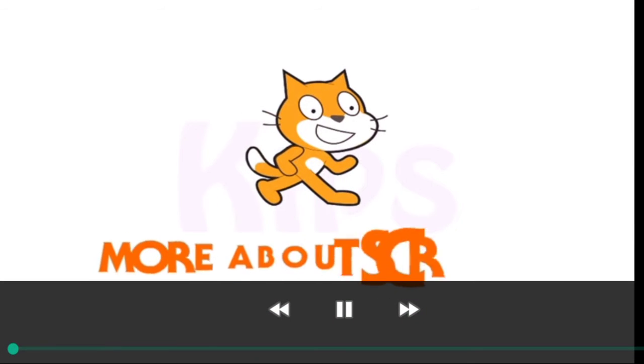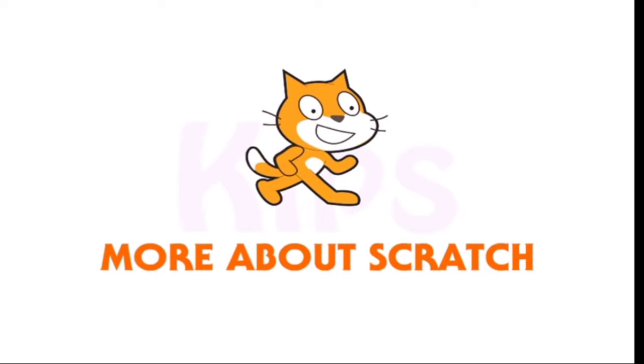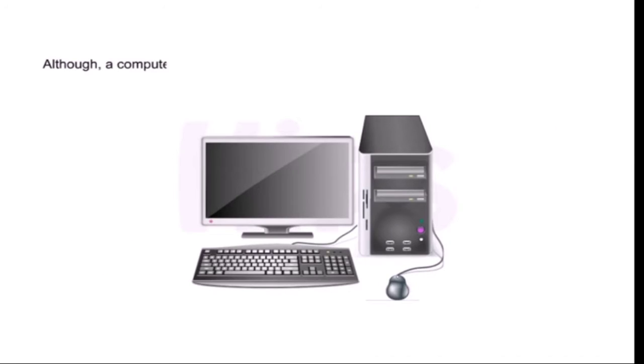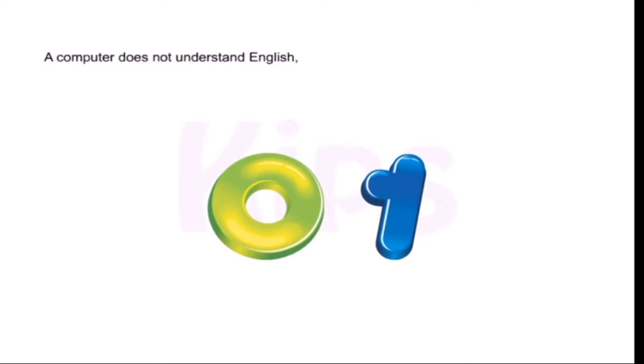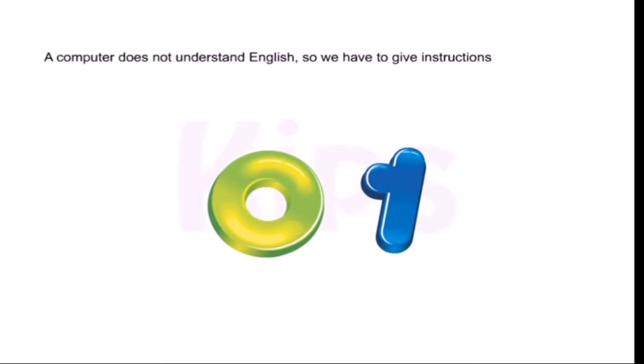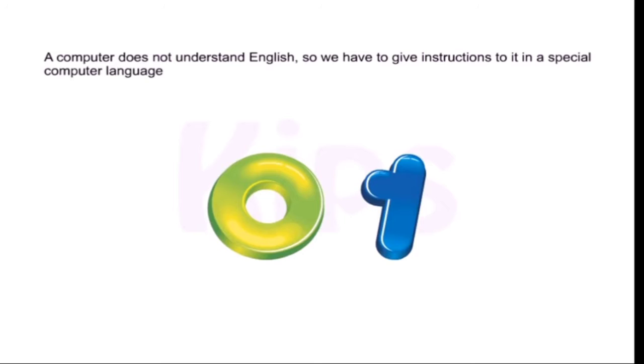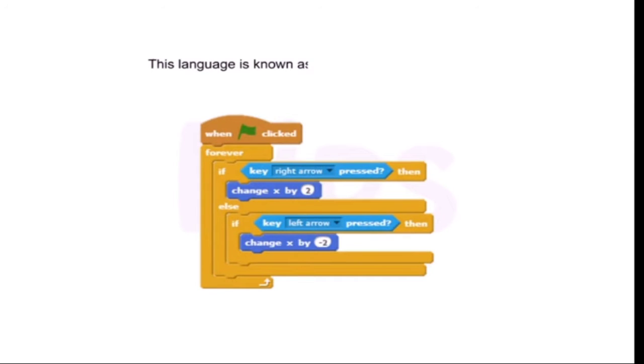Students, today let us learn about some more interesting options in Scratch. Although a computer is a smart machine, yet it needs instructions from us to do any task. A computer does not understand English, so we have to give instructions to it in a special computer language that it can understand. This language is known as the programming language.